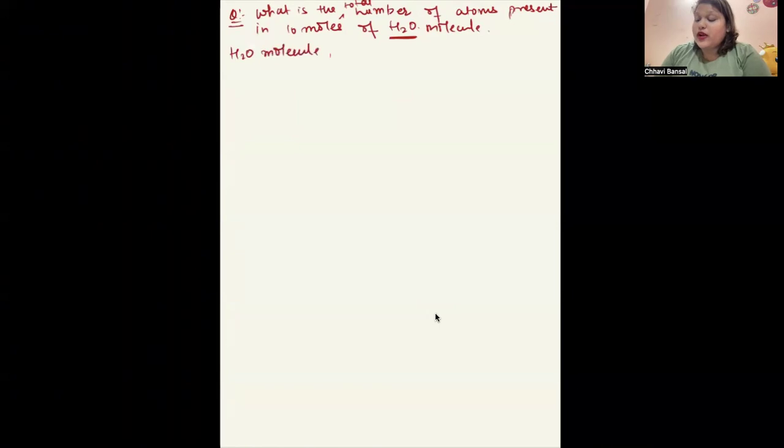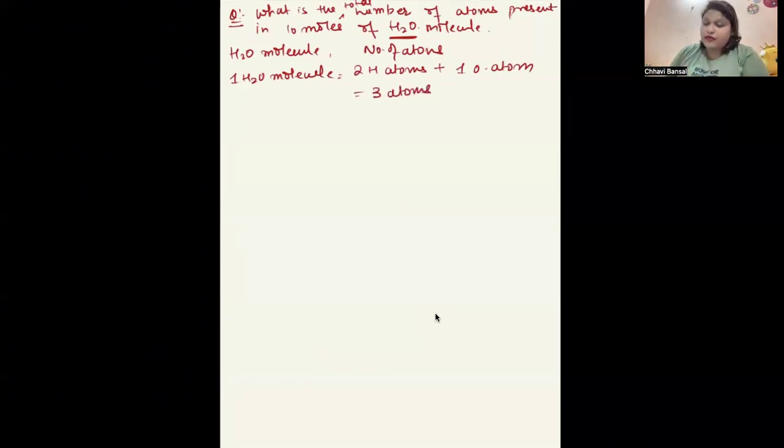What we are supposed to calculate? Number of atoms, right? So what can we do? We can do it for one H2O molecule first. So one H2O molecule has 2 hydrogen atoms plus 1 oxygen atom, right? So in total, we have 3 atoms. Now, one molecule has 3 atoms.